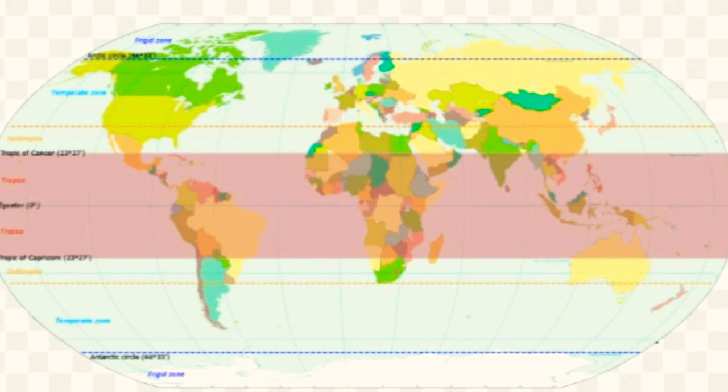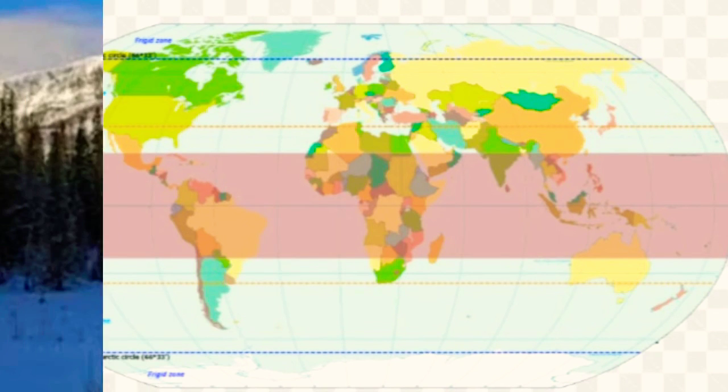You will see that the frigid zone is in the northern hemisphere and in the southern hemisphere too. It's from 66.5, that is Arctic Circle North, to 90 degree North Pole, 66.5 south, that is Antarctic Circle, and 90 degrees South Pole.